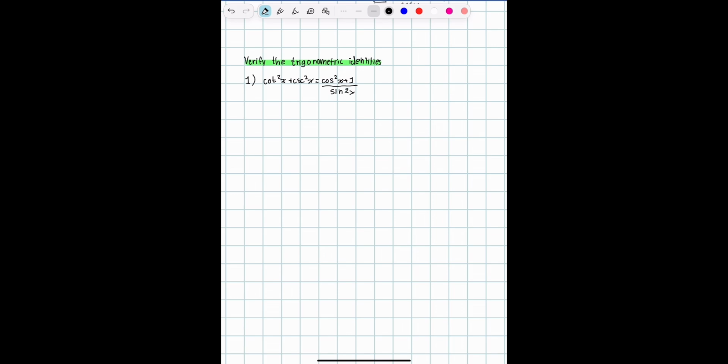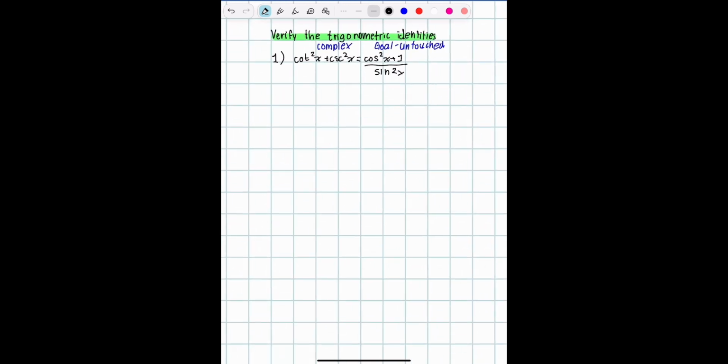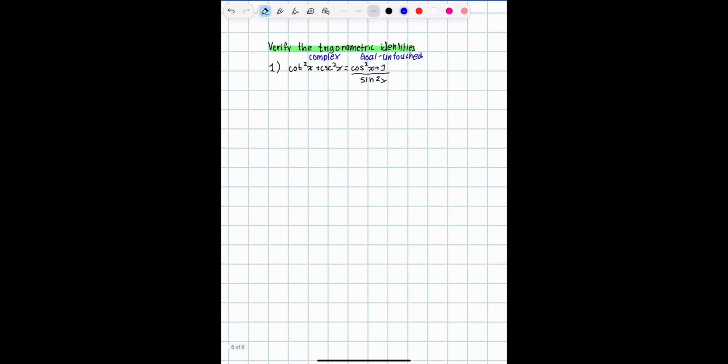So what we're gonna do first is determine which side is the more complex side. So this is the more complex side, which means that we manipulate this side to try to make it look like this side. This is gonna be our goal side, and this is gonna be untouched for the most part. So let's try to get everything on the complex side in terms of sine x and cosine x. So what's the first thing we can do here?